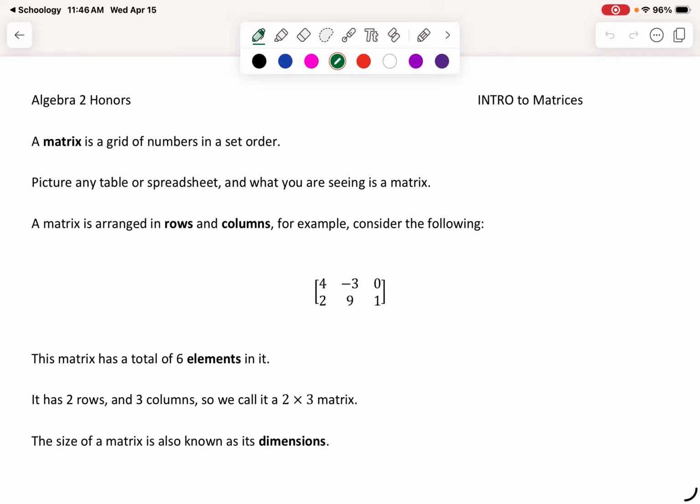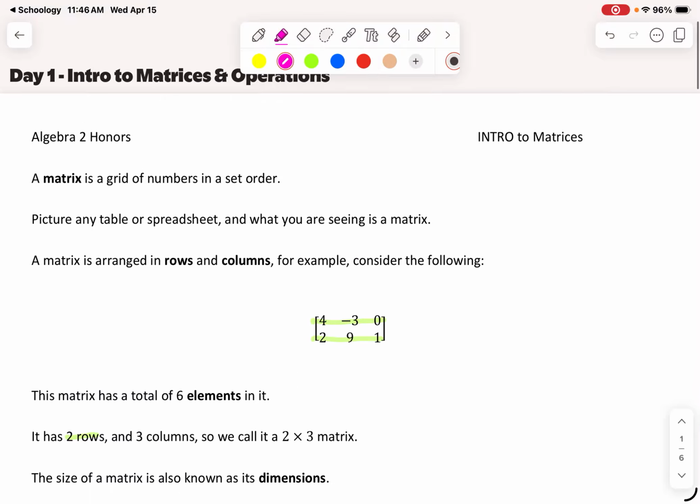So for example, let's look at this matrix right here. So this is a matrix. It's a set of numbers, okay? It's in this set order of 4 goes first, then 3, then 0, then 2, then 9, 1. That's what I meant by in a certain order. This matrix has 6 elements. It has 2 rows and 3 columns. So rows go horizontally, like I said before, and columns, there's 3 of them, go vertically, okay?